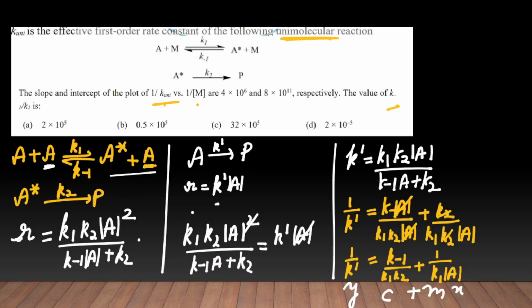So the answer becomes option A in this case, right? This is the first time this plot for 1 by K versus 1 by A is being asked for a unimolecular reaction. So far the plots have mostly been asked from the Lineweaver-Burk plot. For the unimolecular reaction, this is the first time it has been asked. So it becomes an important question, and it is possible that this type of concept can be repeated in our exams. Okay.